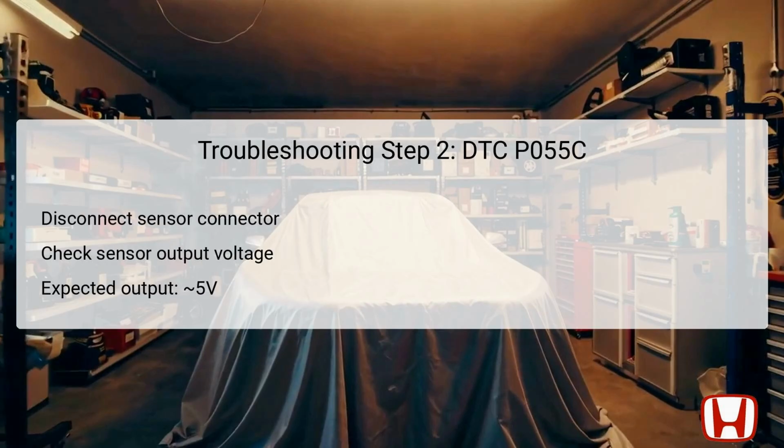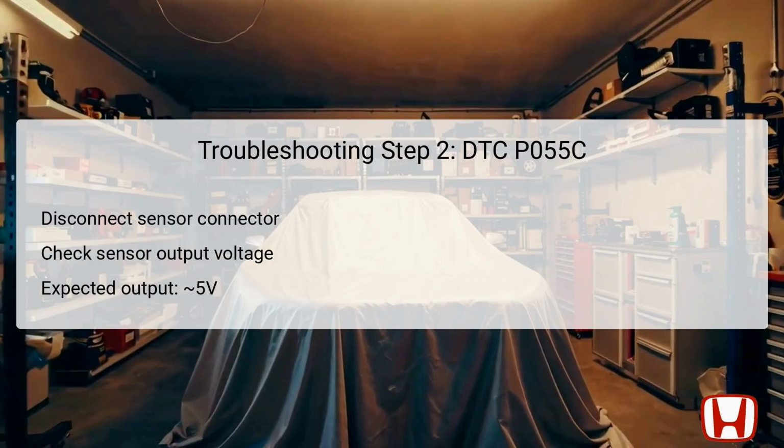In the second step of diagnostics for DTC P055C, it is crucial to disconnect the rocker arm oil pressure sensor connector, which consists of 3 terminals. With the sensor now isolated, the technician should perform a voltage inspection of the sensor output. The expected voltage at this point should be approximately 5 volts when powered in the on mode. By measuring this voltage, the technician can determine if the sensor is functioning correctly or if it indicates a malfunction.